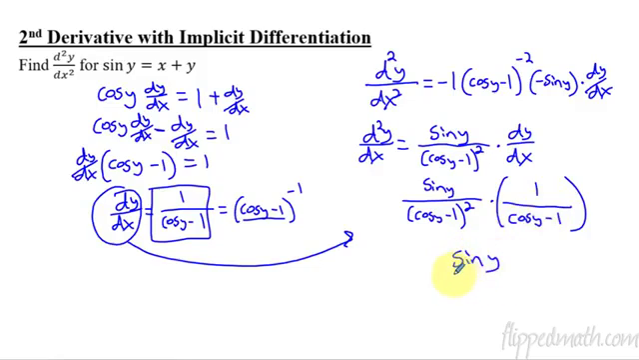Simplify. Sine y over, and then we have a cosine y minus 1 quantity cubed now, since there's 3 of them. And so that is the second derivative with implicit differentiation. Oh, I forgot the little squared right there. Sorry, d squared y over dx squared. So that's the second derivative, implicit differentiation.